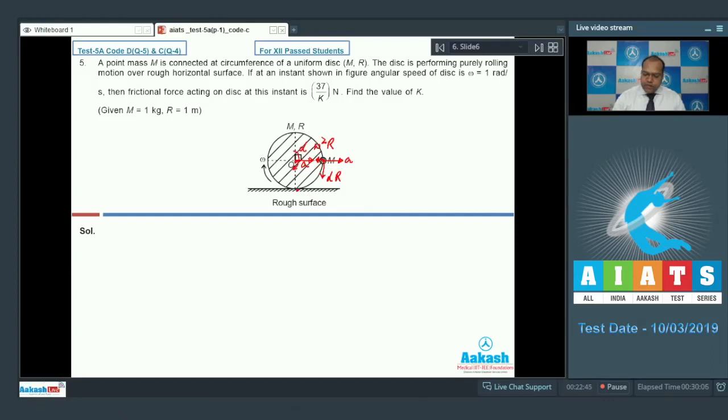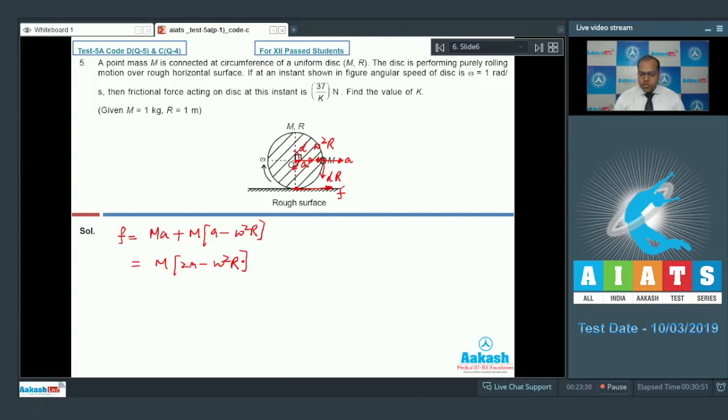So if I write the friction force in this direction on this disk, then we can say that in the horizontal direction, the value of F can be written as m into a for the disk and m into a minus omega square r for the point mass. So that can be written as m into 2a minus omega square r. The values of m, omega and r are given in the question, so we have to find out the value of a.